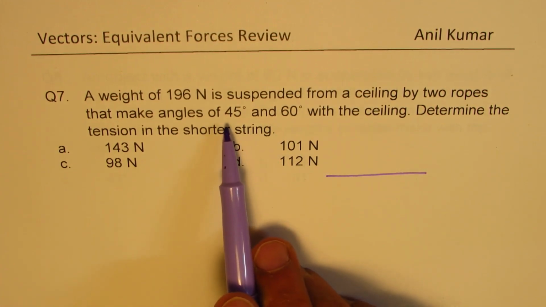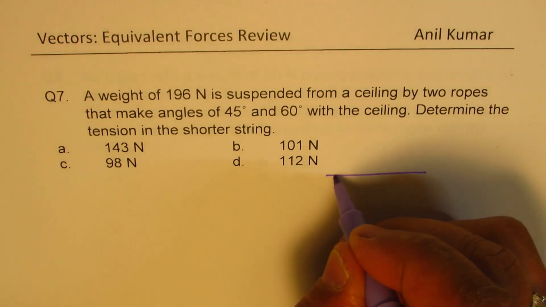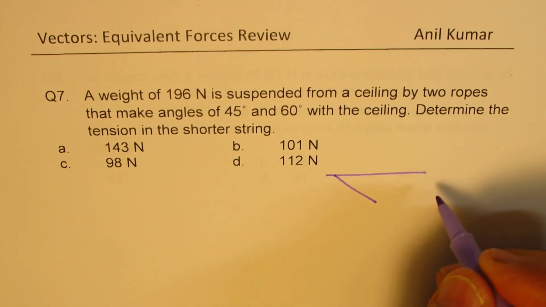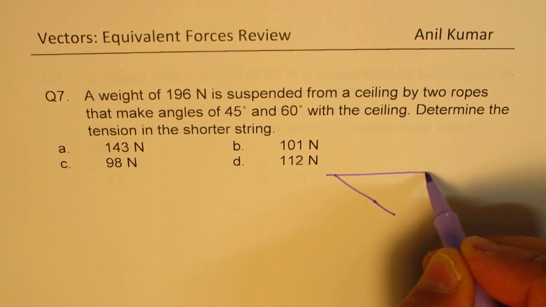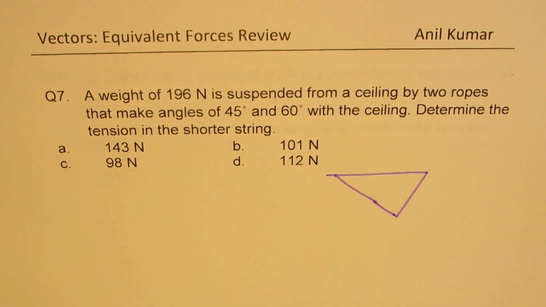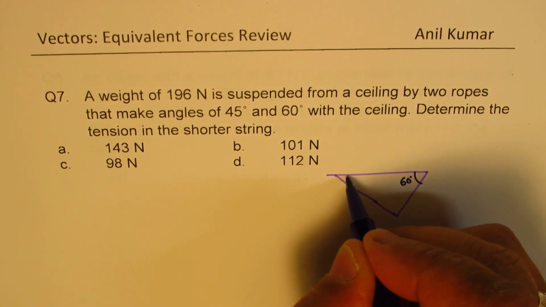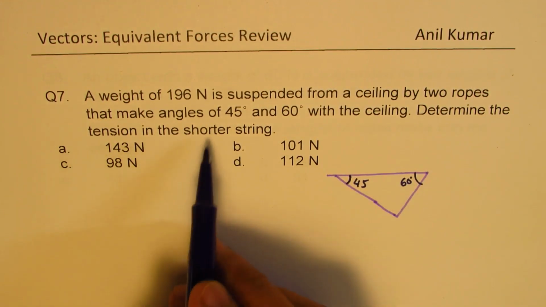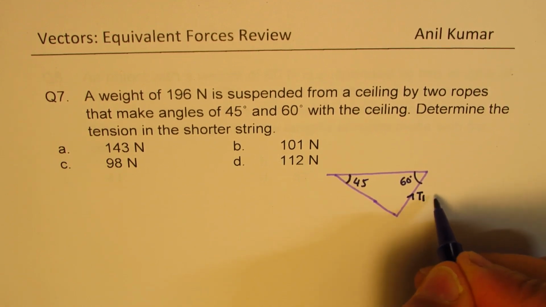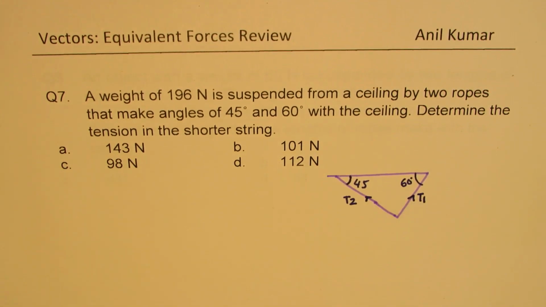So we have two angles, 45 degrees and 60 degrees. So let's say this is 45 degrees. Okay, and from here let me make it longer, and then we'll have a shorter length, 60 degrees. So if the angle is 60 degrees, this is longer, and 45 degrees shorter. Determine the tension in the shorter string. So this tension T1 we need to figure out. Is that clear to you? The side which is opposite to smaller angle will be shorter.